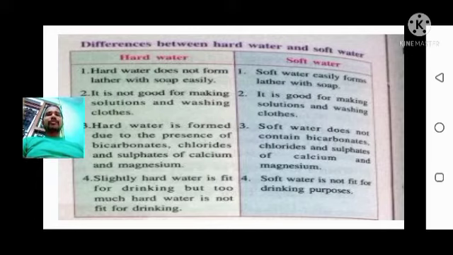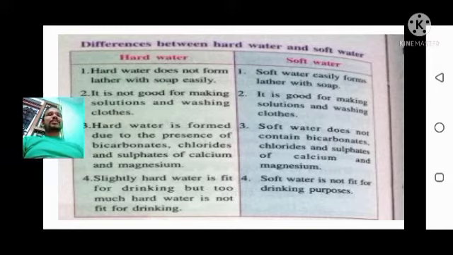Hard water is formed due to the presence of bicarbonates, chlorides and sulfates of calcium and magnesium, which we have already mentioned. Yes or no? Soft water does not contain bicarbonates, chlorides and sulfates of calcium and magnesium. Slightly hard water is fit for drinking because it contains desired salts and minerals. But too much hard water is not fit for drinking.